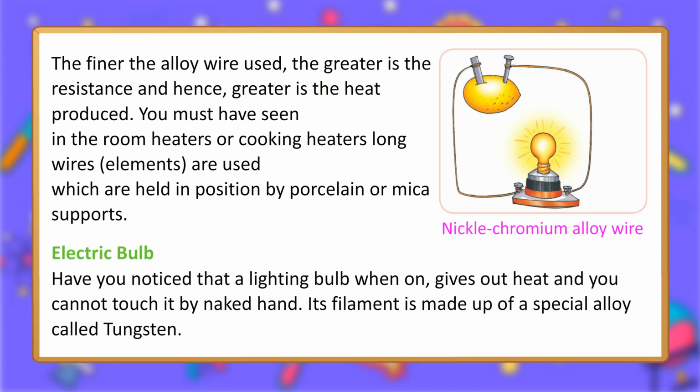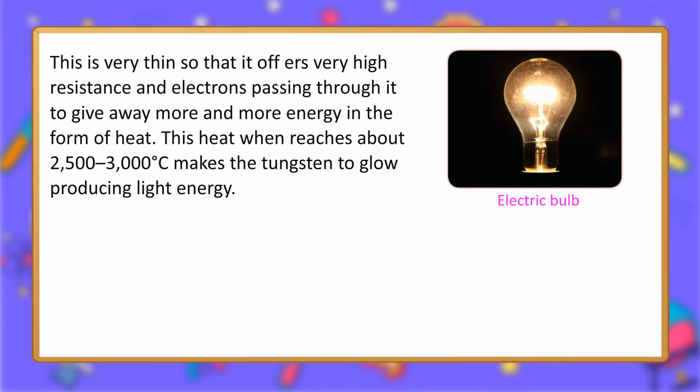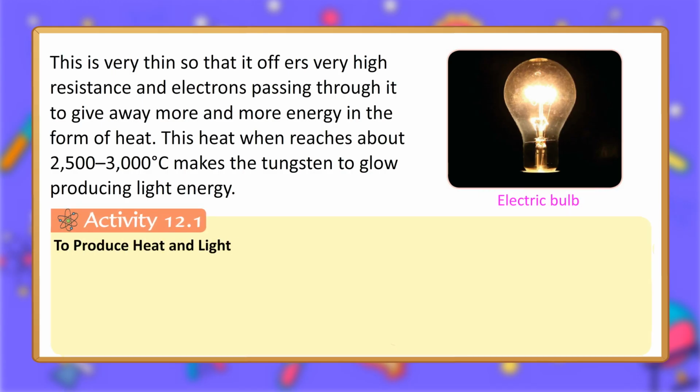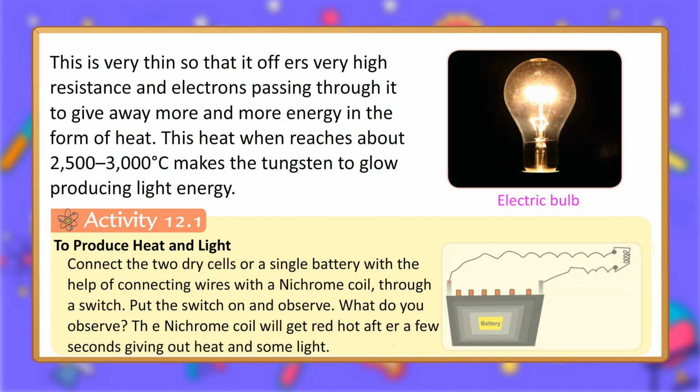Electric bulb. Have you noticed that a lighting bulb when on, gives out heat and you cannot touch it by naked hand? Its filament is made up of a special alloy called tungsten. This is very thin so that it offers very high resistance and electrons passing through it give away more and more energy in the form of heat. This heat when reaching about 2500 to 3000 degrees Celsius makes the tungsten glow, producing light energy.